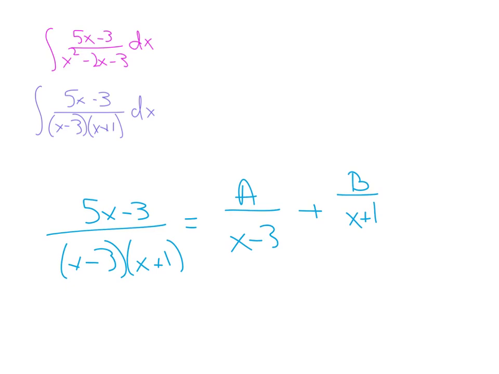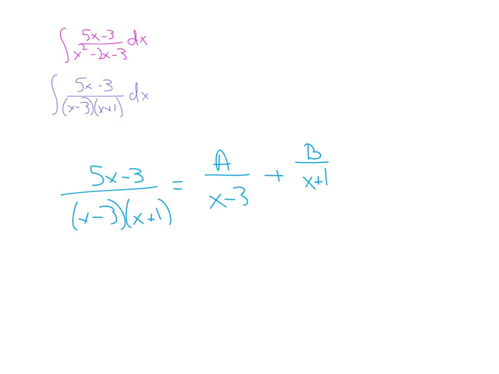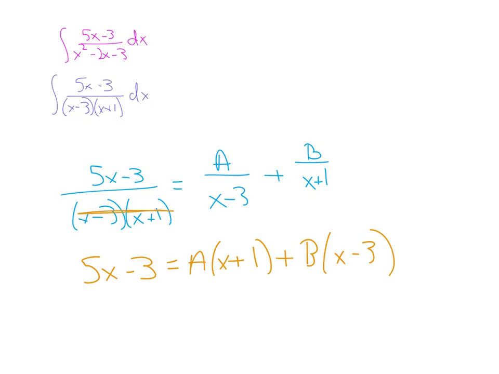Let's go ahead and multiply through by both those denominator pieces, the x minus 3 and the x plus 1. So that gives us 5x minus 3 equals A times (x plus 1) plus B times (x minus 3). If you're confused, if I multiply through, that one goes away. This one gets an x minus 3 and an x plus 1, those cancel. This one gets an x plus 1 and an x minus 3, those cancel. Hence my orange line here.